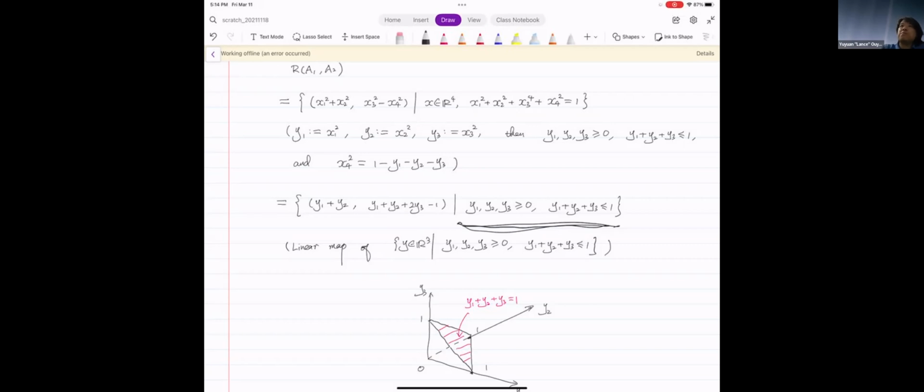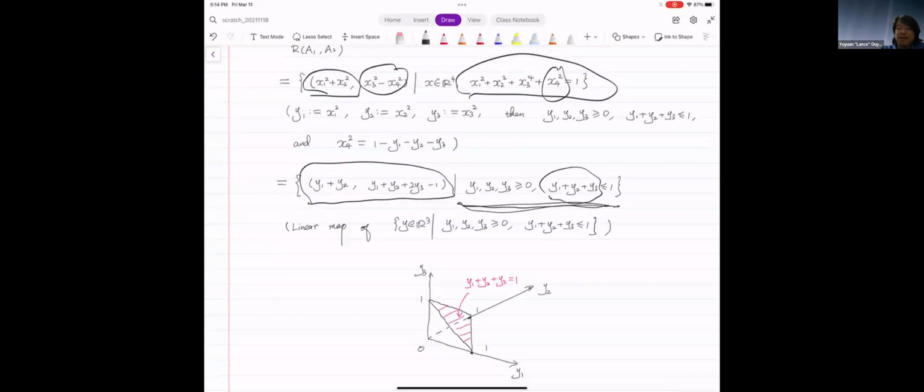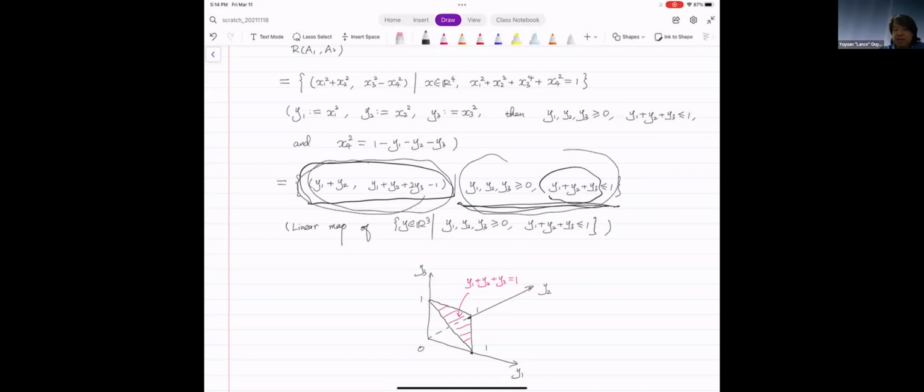And y1, y2, and y3, because they are squares, have to be greater than or equal to 0. Originally, this sum is equal to 1, but because x4 is not considered anymore, the sum of y1, y2, y3 has to be less than or equal to 1. And then I can also transform this difference to this form. Okay, now let's take a look at what this set will look like. The easiest thing we can do at this time is realize that this is a linear map of a set in a 3-dimensional space. So we can actually draw the set and just illustrate the set itself.